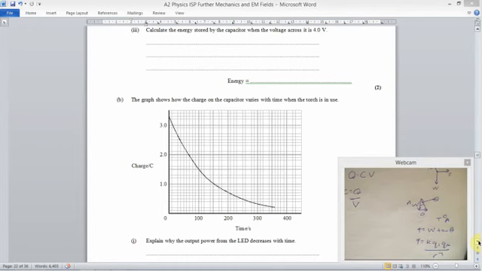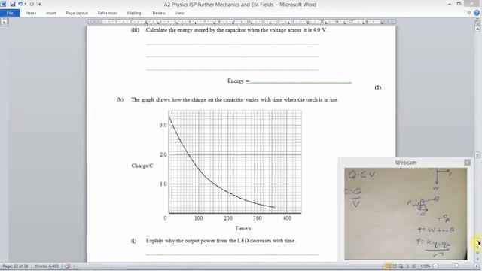So we've got the idea of a charge decaying over time. Explain why the output power from the LED decreases with time. Well, if the charge decreases, that means the voltage decreases, therefore the current's going to decrease. Remember, voltage is energy per unit charge, so if the charge decreases, the voltage must decrease because there's going to be less charge.